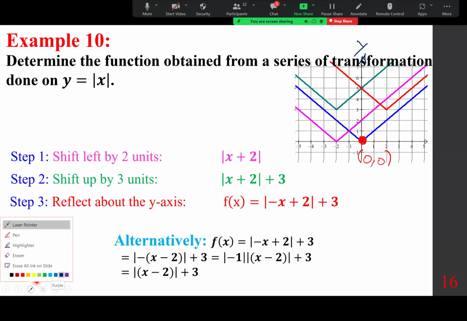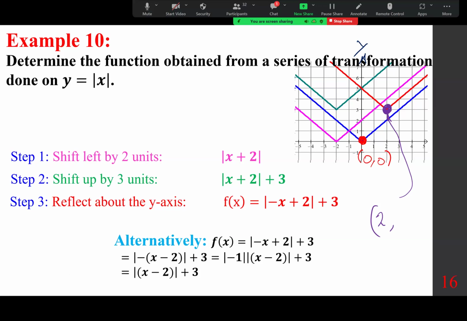This is the new location of the vertex, which is 2, comma 3.